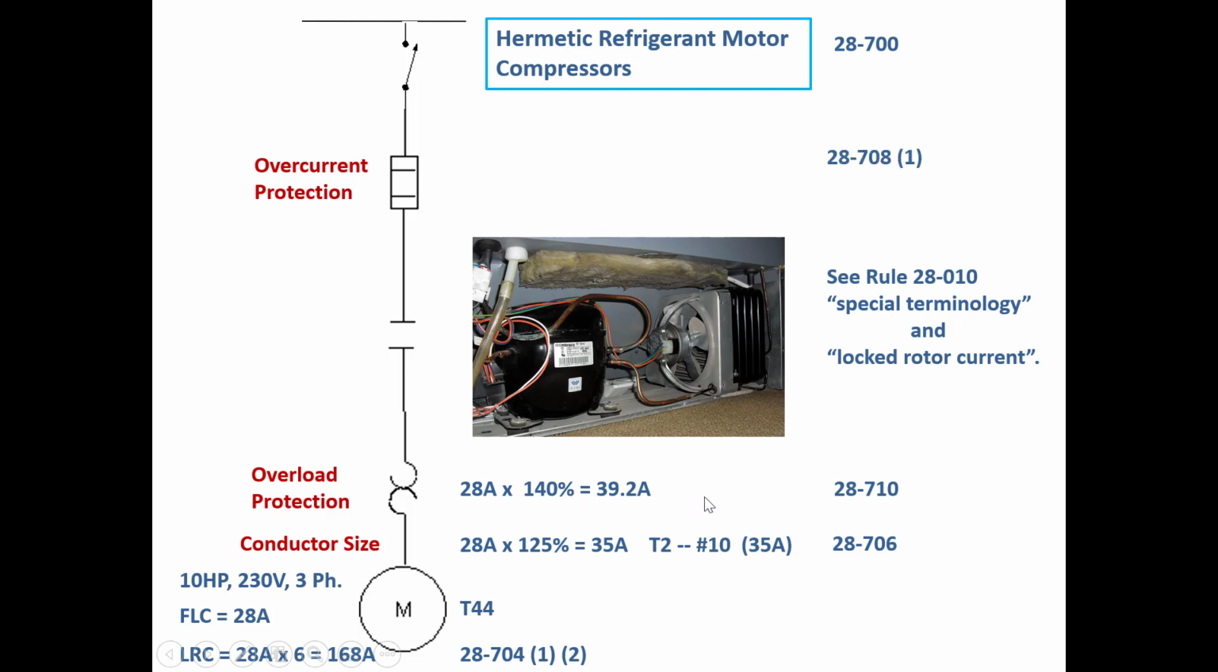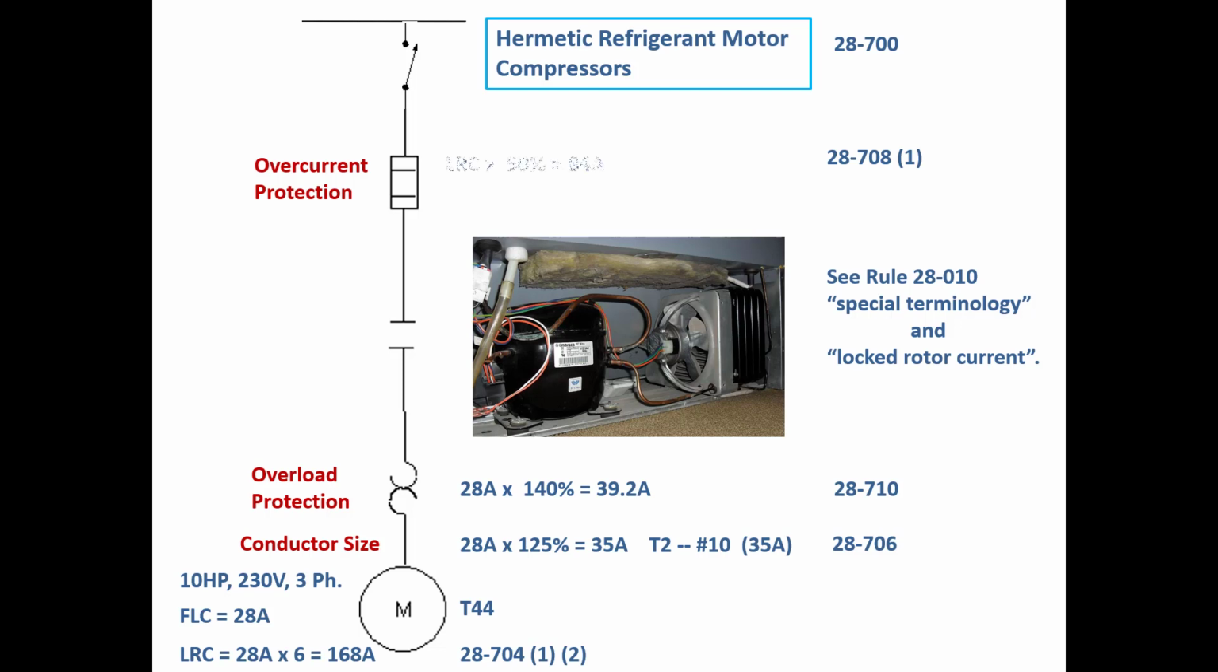Then we go to overcurrent for hermetic, and it's 28-708. It says, except as permitted in subrule 2, each ungrounded conductor of a branch circuit feeding a motor compressor shall be protected by an overcurrent device rated or set at not more than 50% of the locked rotor current of the motor compressor, unless such a device will not permit the motor to start, in which case the rating shall be permitted to be increased to 65%.